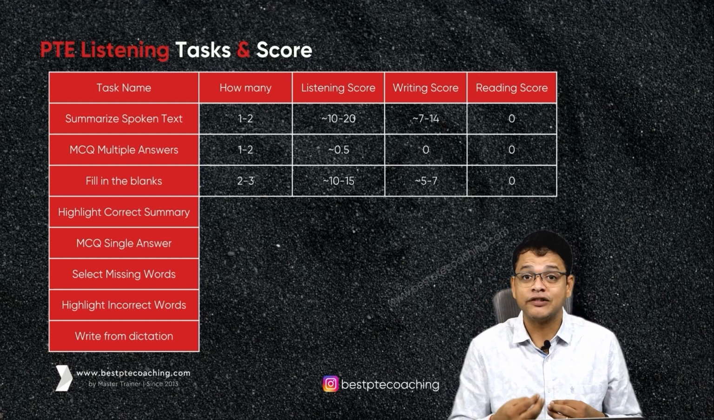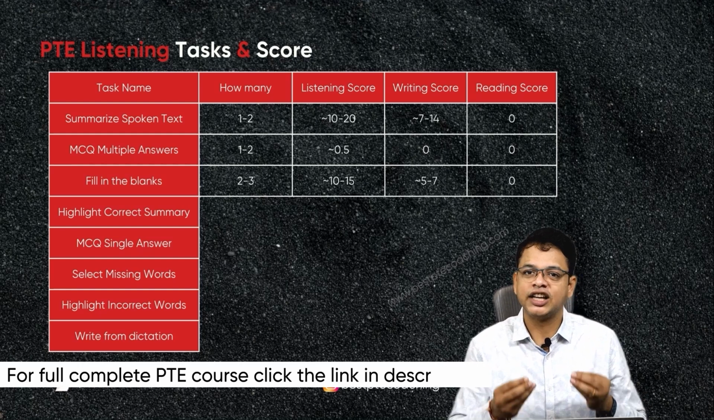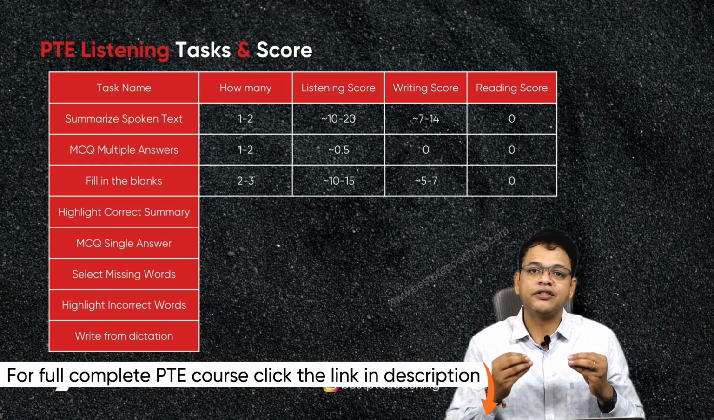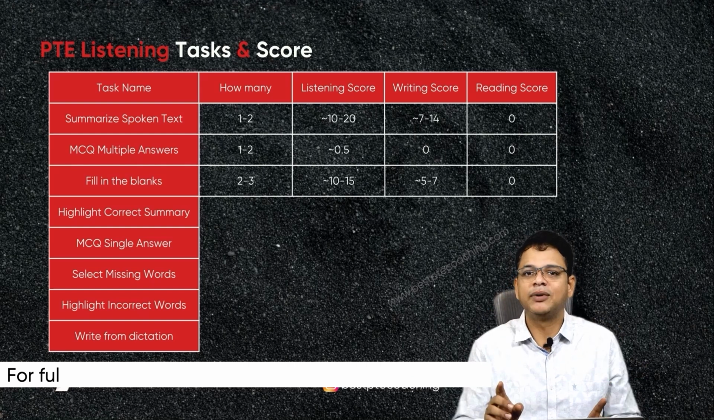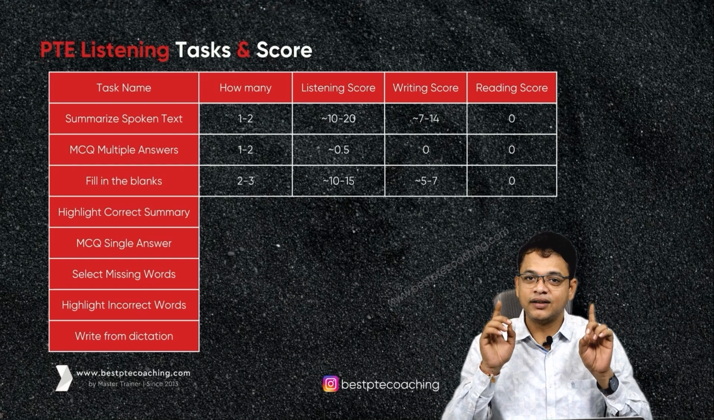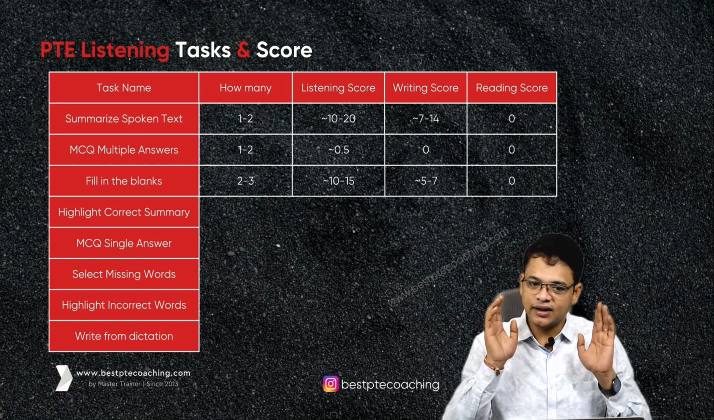When you answer these 2 to 3 questions 100% accurately, you get a score of 10 to 15 marks in listening, and then 5 to 7 marks in writing you get from fill in the blanks. Once again, I'm telling you, listening and writing fill in the blanks is one of the very, very important tasks in the listening module.